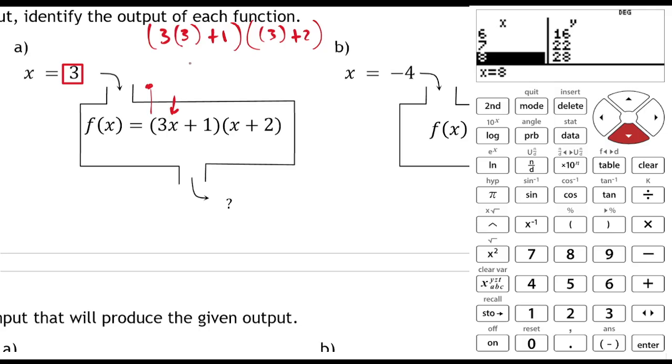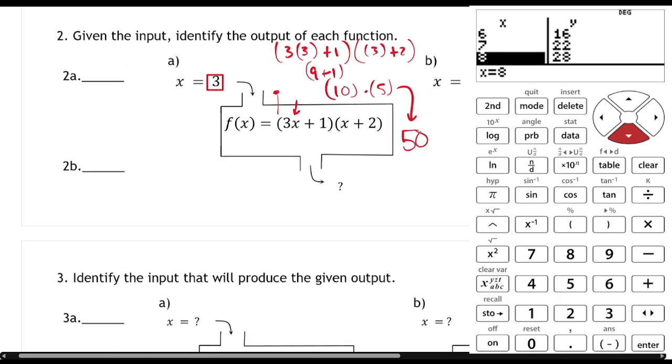So this first set of parentheses is 9 plus 1, right? 9 plus 1, which is the number 10. So I've got 10. I'm going to be multiplying that by 3 plus 2, which is 5. And when I multiply that, I get the number 50. So when x is the number 3, this function produces an output of 50. So we'll just say, hey, this is the number 50. That's super. Next one.